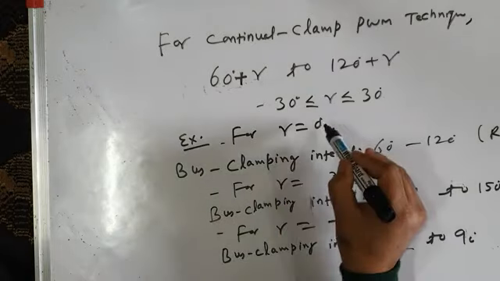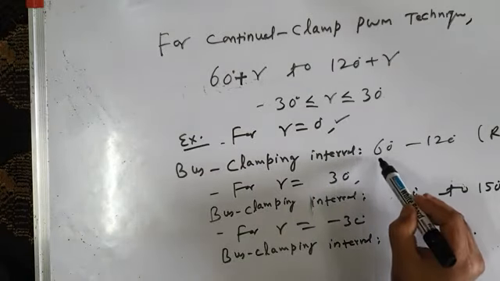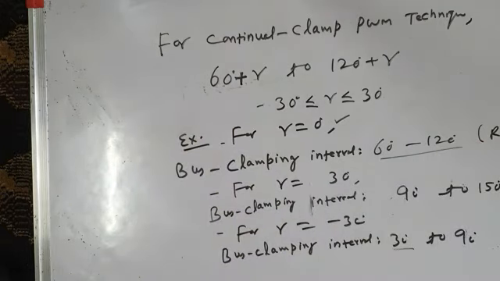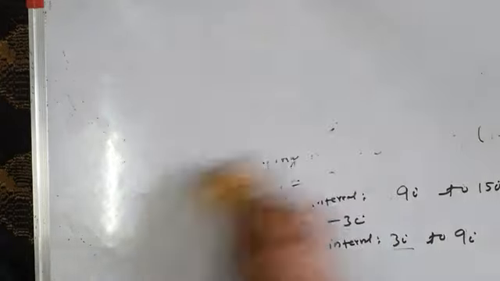In the first case, gamma equal to 0, bus clamping is from 60 to 120 degrees, which is suitable for unity power factor load. For gamma equal to 30 degrees, the bus clamping interval is 90 to 150 degrees, suitable for lagging power factor load. And for gamma equal to minus 30 degrees, the bus clamping interval is 30 to 90 degrees, which is suitable for leading power factor load. So this is how to find the clamping intervals.